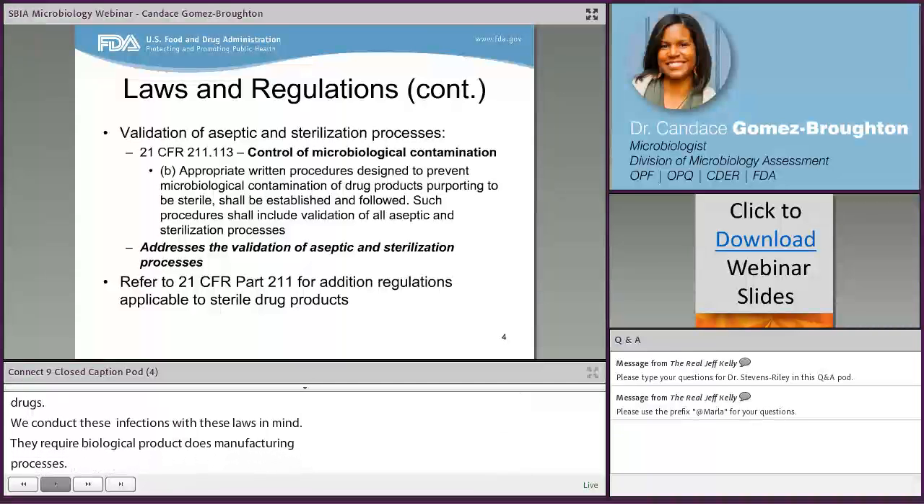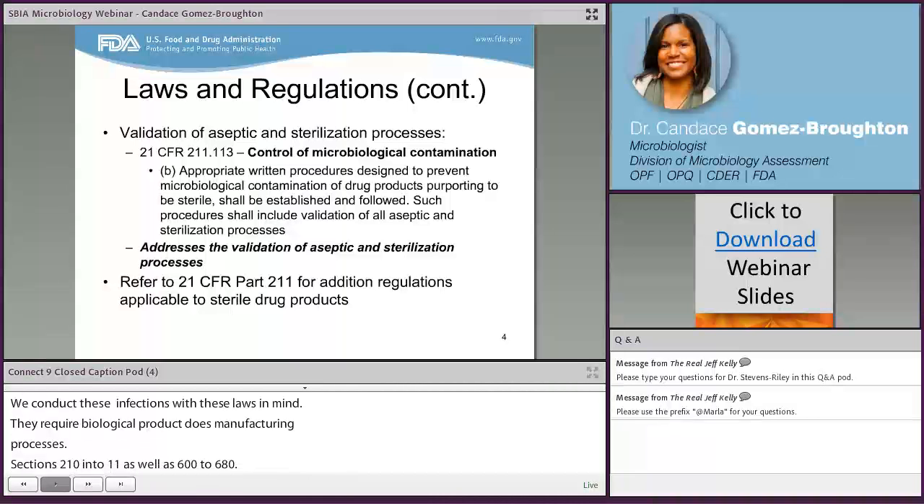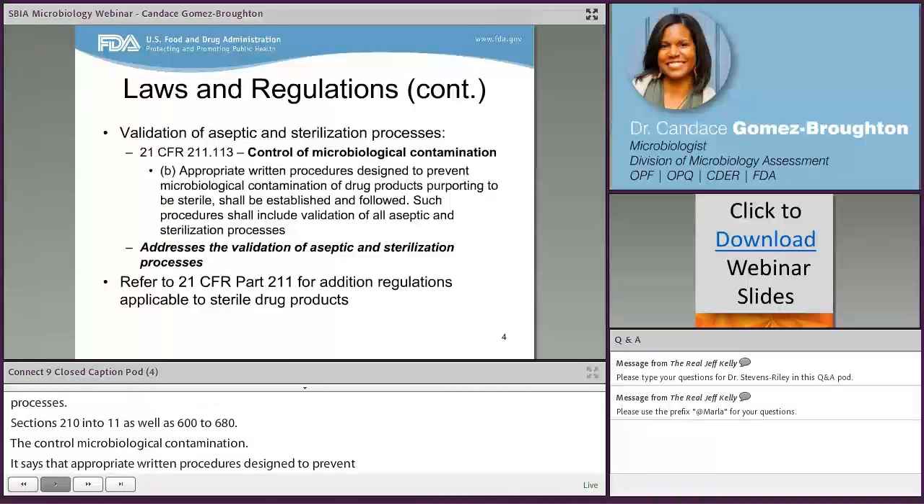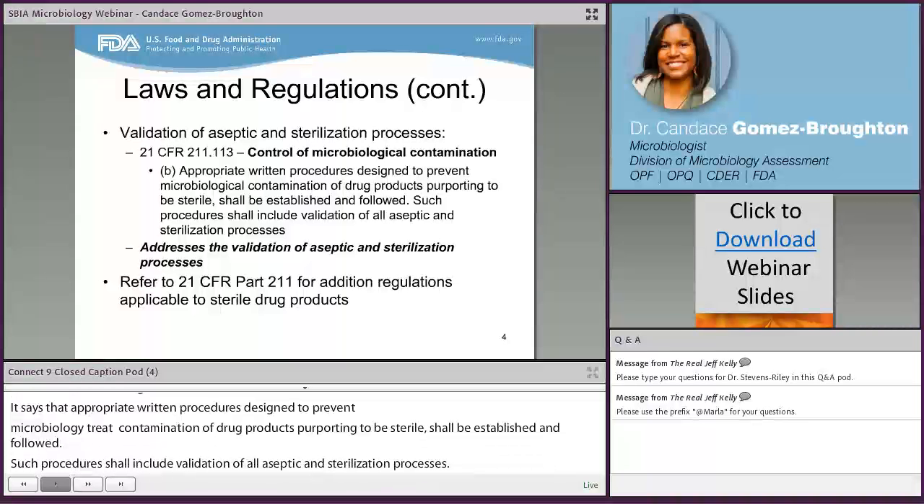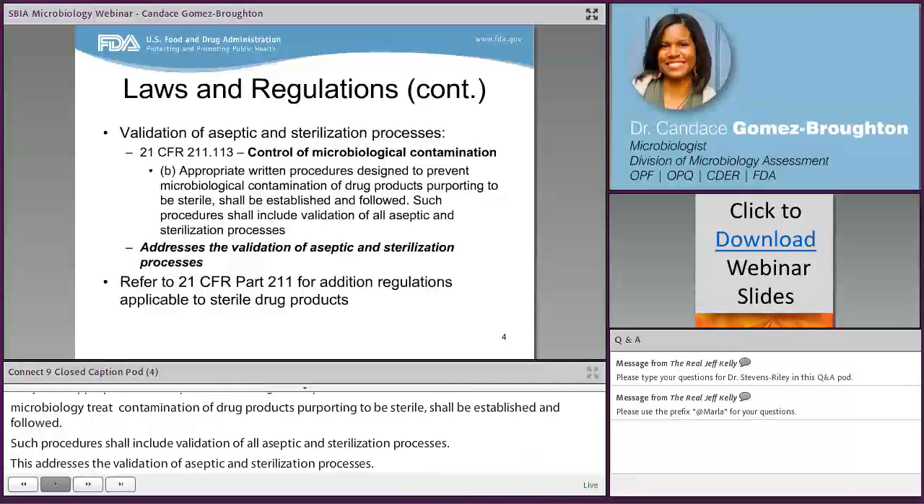Moving forward, we also look at the Code of Federal Regulations that I just mentioned that discusses the control of microbiological contamination. It says that appropriate written procedures designed to prevent microbial contamination of drug products purporting to be sterile shall be established and followed. Such procedures shall include validation of all aseptic and sterilization processes. This addresses the validation of aseptic and sterilization processes. You can refer to the Code of Federal Regulations, Part 211, for more regulations applicable to sterile drug products. This is the basis for all of our reviews.